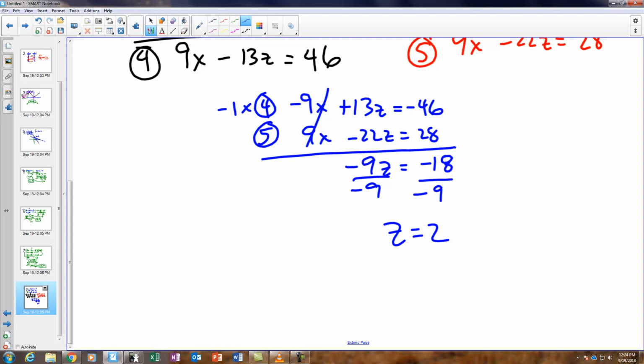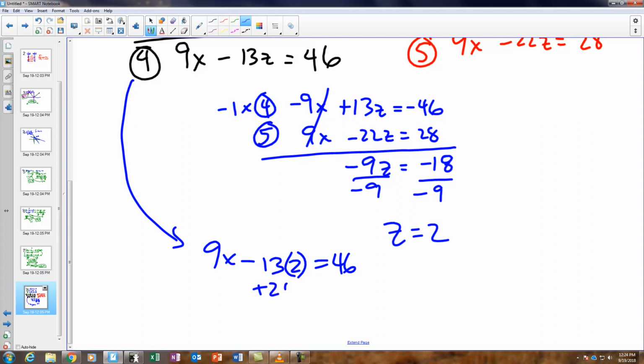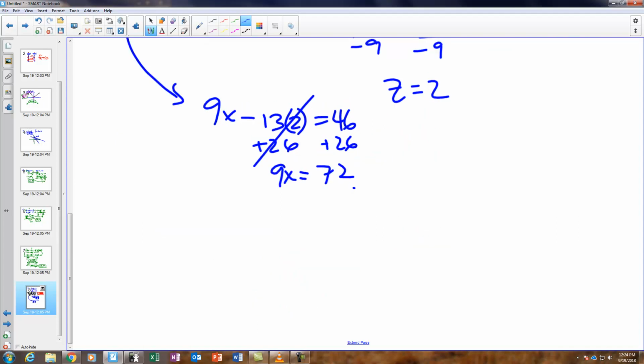All right. Now I can take that information and plug it into one of the two equations, either 4 or 5. I'm just going to bring number 4 down here. Say I have 9x minus 13 times 2 equals 46. Well, 13 times 2 is a 26, and since it's negative, I'm going to add 26 to both sides. That should cancel that piece, meaning 9x equals 72, sorry. Which if I divide by 9, x comes out to be 8.